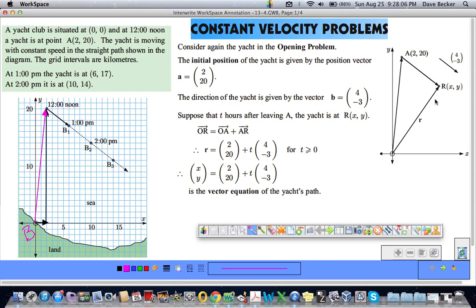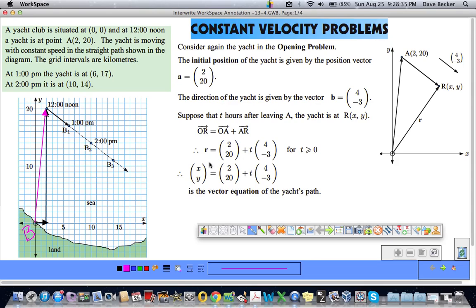Now, if you just look here, this vector right here is given by the position vector plus the directional vector. This plus this results in the vector OR. So OR equals OA plus AR. Look at that. OA plus AR gives me the vector OR. We've been doing that for years now.